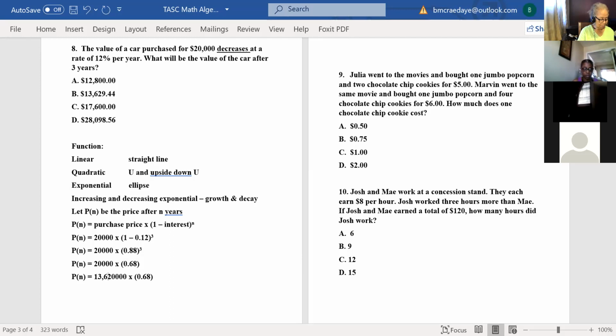0.68, yes. If I do put 20,000 times 0.681, I will get 13,620. Then times 20.